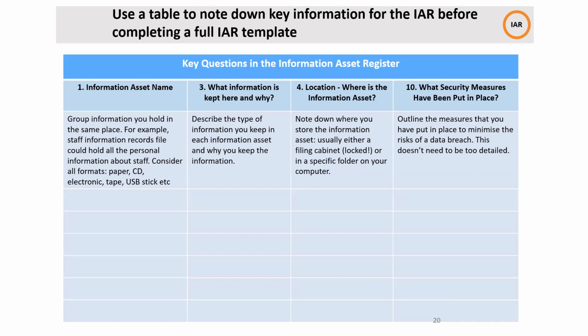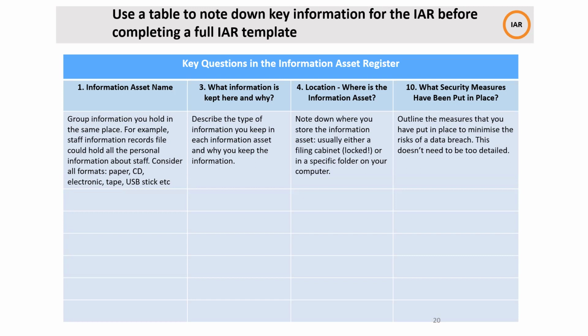Then I would suggest that you need to be thinking about 4 key areas. So what's the information asset name? You need to be grouping all information you hold in the same place. For example, a staff information records file could hold all the personal information about staff. And you need to think about the various formats that you have that in, whether it's paper, CD, electronic, tape, USB, cloud, wherever it is. Then you need to be describing the sort of information that you keep in each information asset and why you keep it.